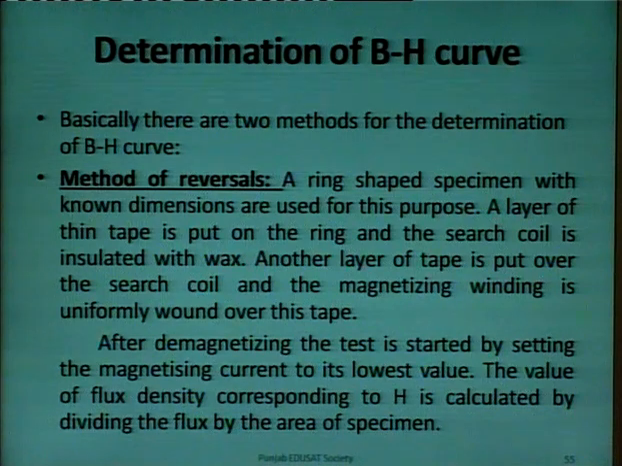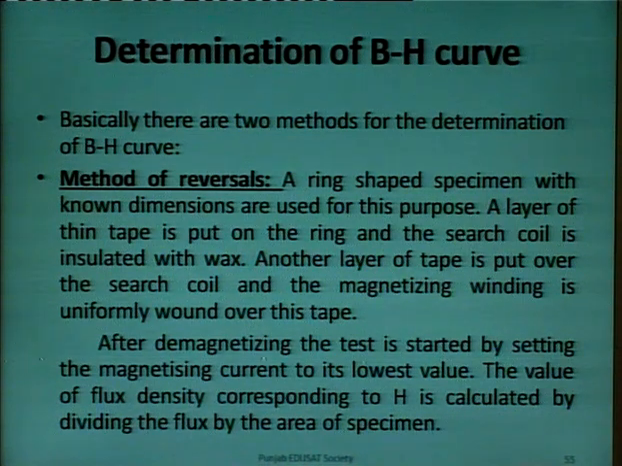Then the determination of the BH curve. Basically, we have two methods for the determination of the BH curve. First is the method of reversals. A ring shaped specimen with known dimensions is used for this purpose. A layer of thin tape is put on the ring and the search coil is insulated with wax. Another layer of tape is put over the search coil and the magnetizing winding is uniformly wound over this tape.